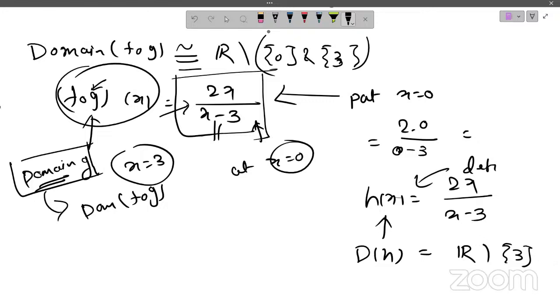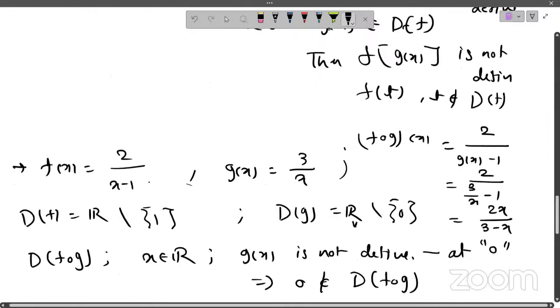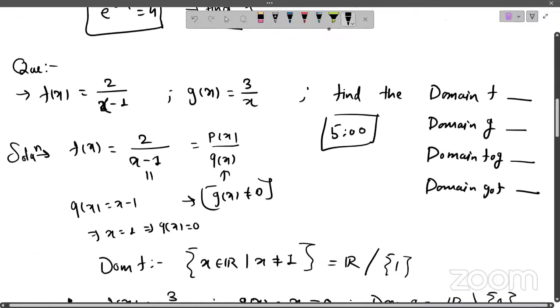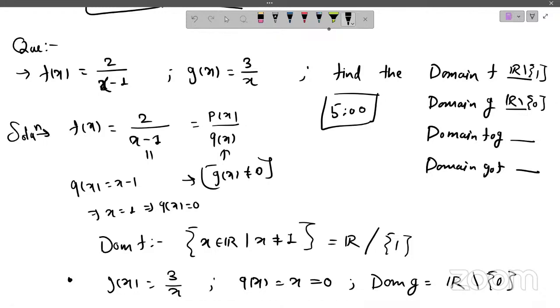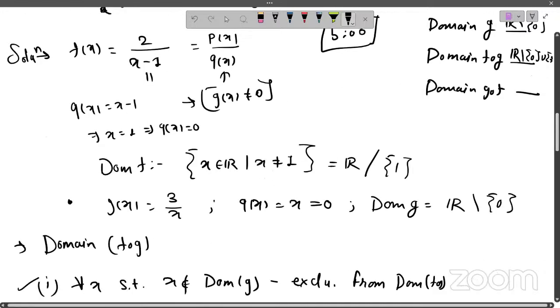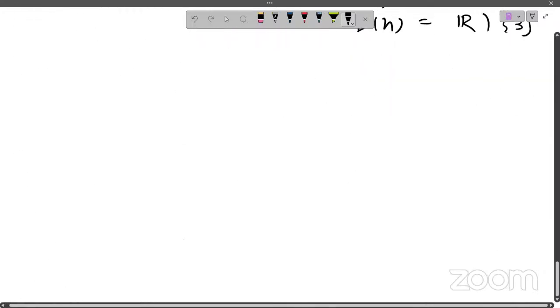In this case, it comes out that the domain of f composite g is exactly R minus {0, 3}, and it is always exactly that if you follow these two rules. So domain of f is R minus singleton 1. Domain of g is R minus singleton 0. Domain of f composite g is R minus 0 and 3. Now, what about g composite f?